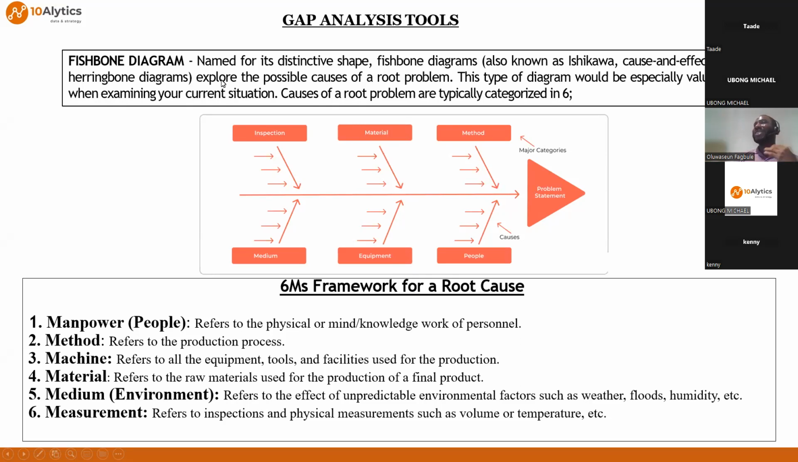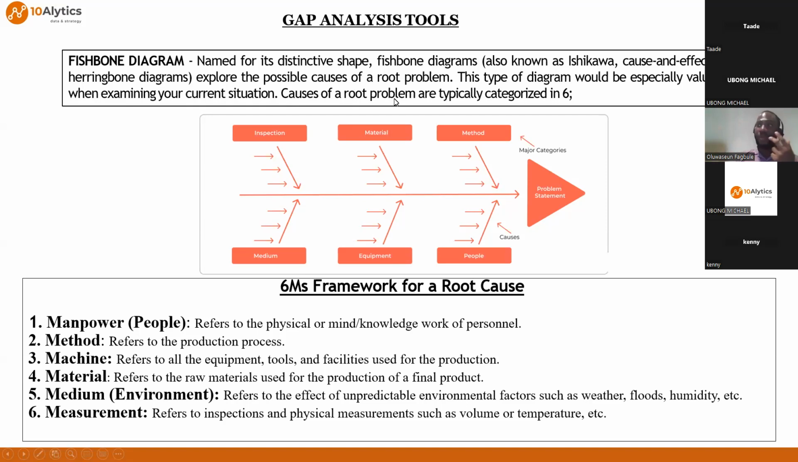So the fishbone diagram explores the possible causes of a root problem. So that in performing your gap analysis, you want to get to the root cause of the issue, right? You just don't want to say, okay, this is the problem. You want to get to what is actually causing this problem, right? So a fishbone diagram is basically a cause and effect diagram, right? The possible causes of a root problem. So this type of diagram will be especially valuable when examining the current situation, right?